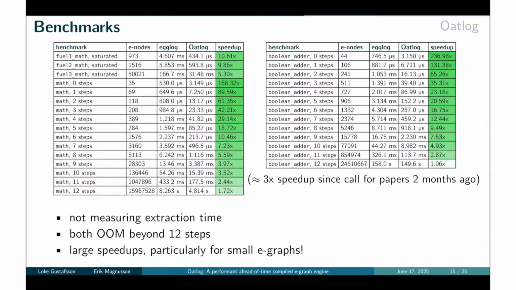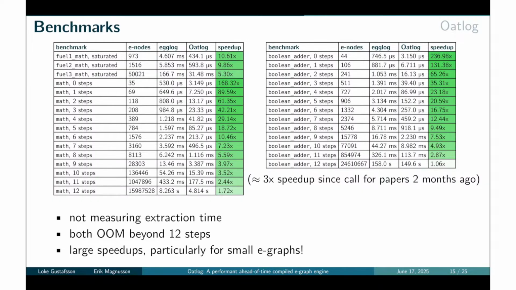Now, onto our benchmarks. As is evident from the abundant green on this slide, Oatlog achieves speedups over egglog across all benchmarks. The scenarios are math, which is taken from the egglog paper, Boolean adder, which performs rewrites on a 10-bit ripple carry adder, and fueled math, which is the math benchmark modified to prevent deeply nested integration by parts causing non-termination. As a disclaimer, note that this measures just the time spent building the eGraph and not extraction.